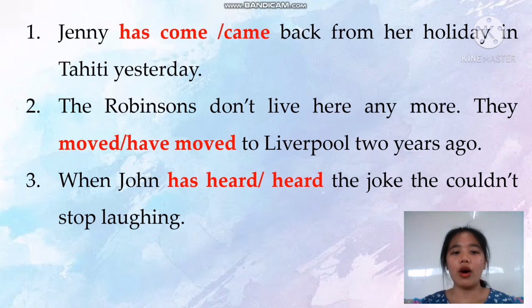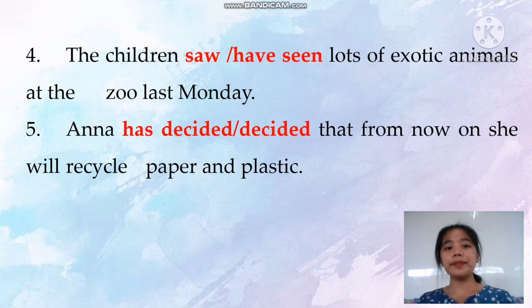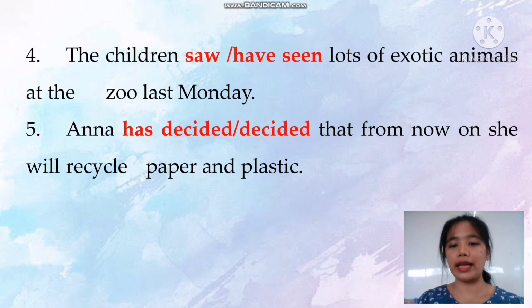Okay, number 3, when John has heard the joke, he couldn't stop laughing. Number 4, the children have seen lots of exotic animals at the zoo last Monday. Number 5, Anna has decided that from now on she will recycle paper and plastic.